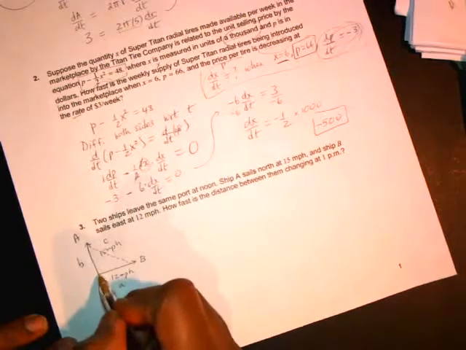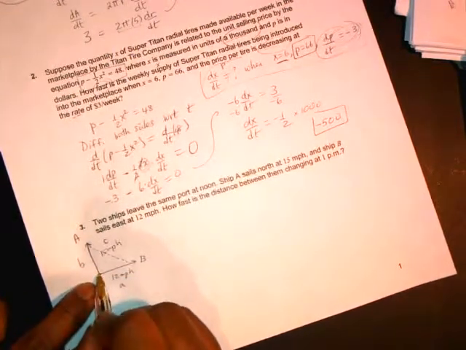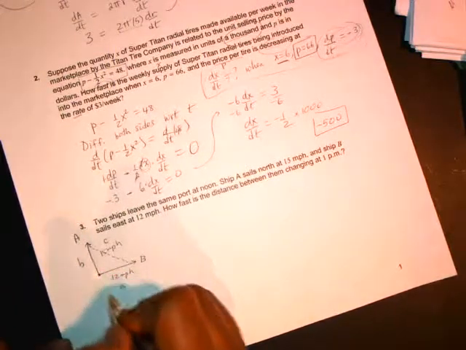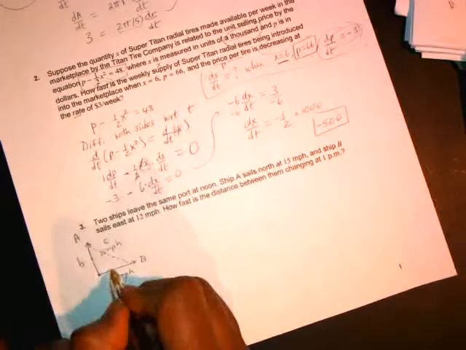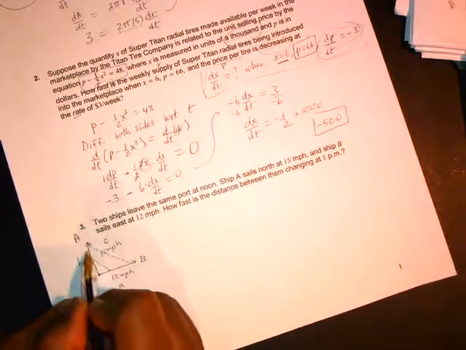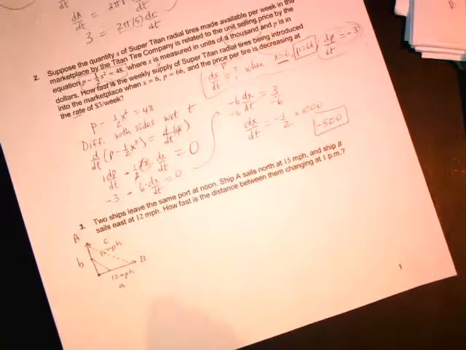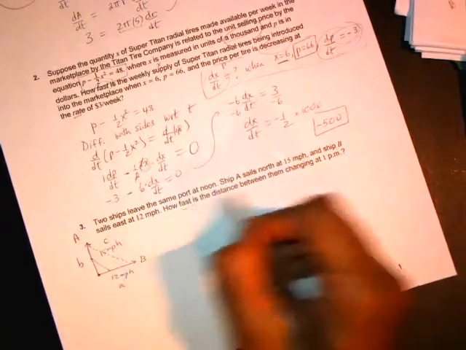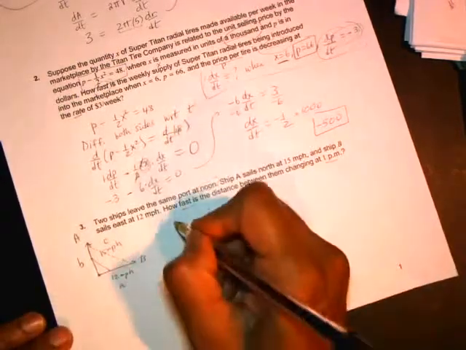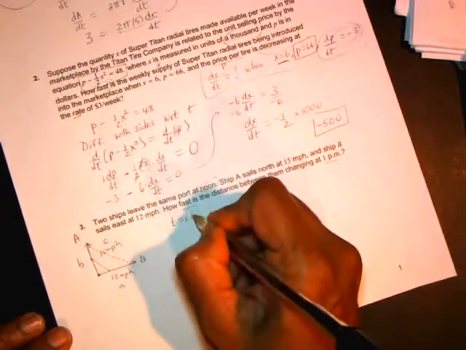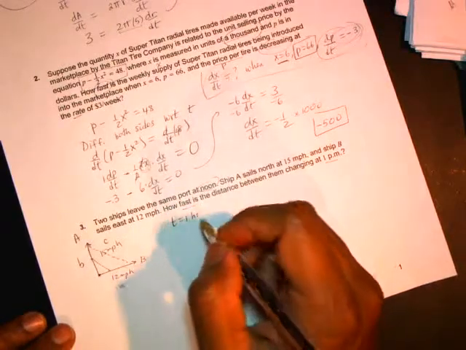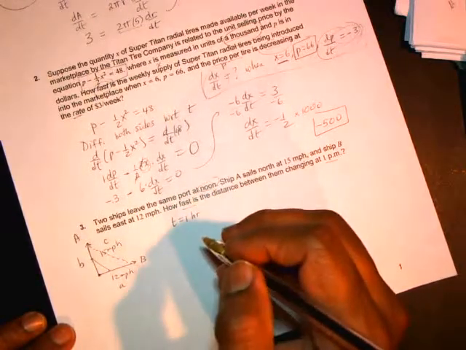What you'll notice is that in the beginning they both start out at port and the distance between them is 0. But let's say after an hour the first ship is here and the second is here. This is the distance between them. So as each of them keeps moving, the distance between them is changing, and we need to know how fast it's changing at a certain time if they start out at noon. So 1 hour has gone by.